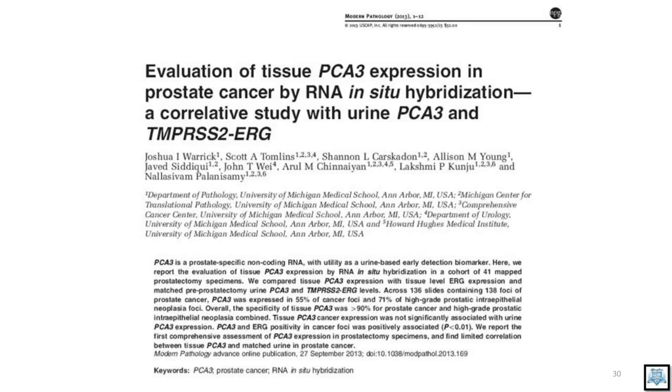So we have to learn more about how the RNA is processed from the tissues and coming to the urine. But in the majority of the cases, we are able to correlate the tissue-level expression and the urine-level expression of PCA3. So please read this paper for more details.